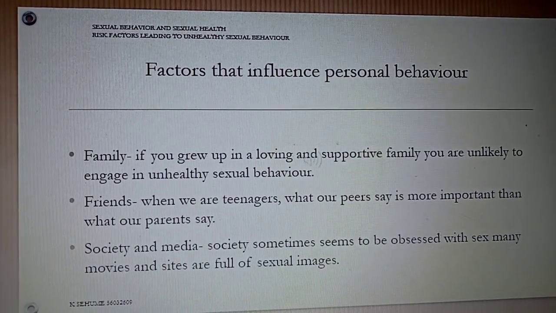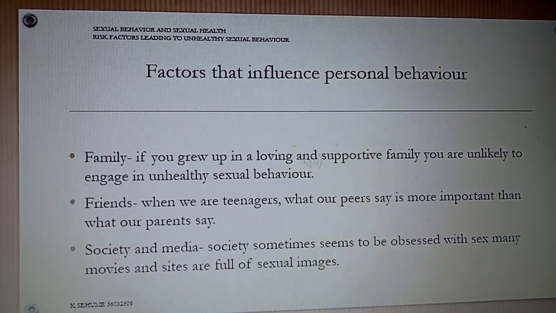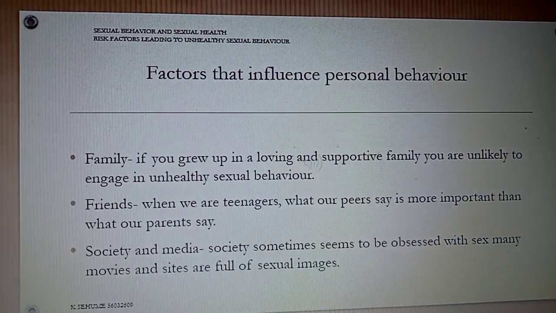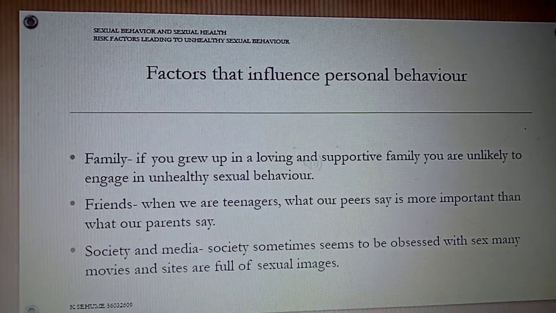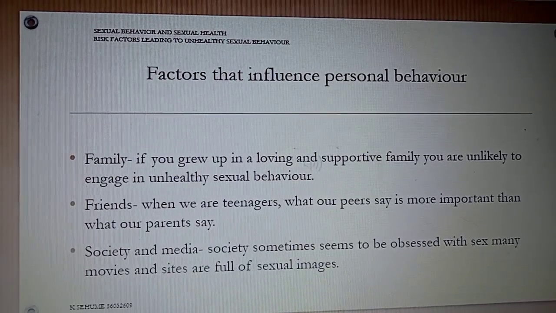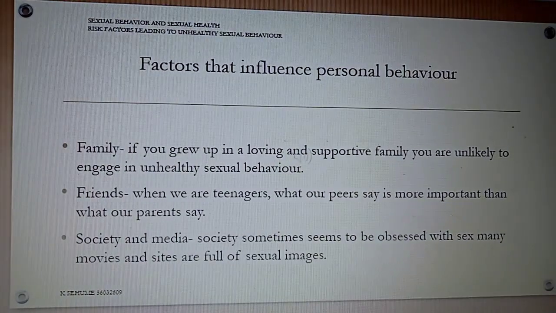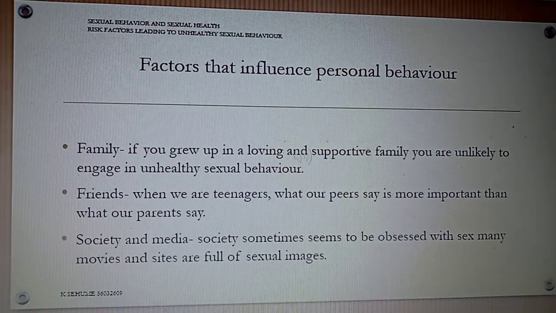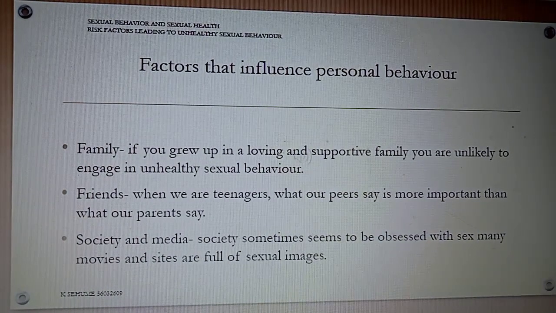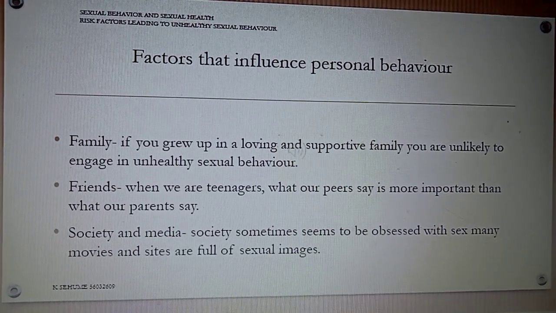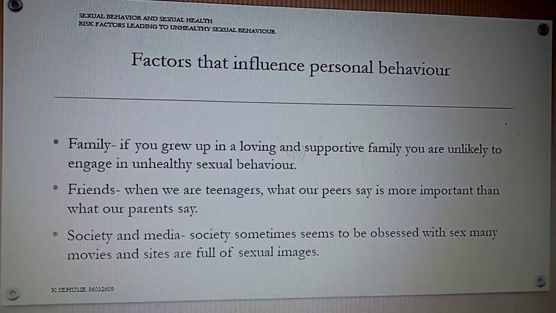Rather than that, in a family that is unsupportive, unloving, unwelcoming, the child always relies on the information that they get from the street, from their friends, and it will then be easy for them to engage in unhealthy sexual behavior.